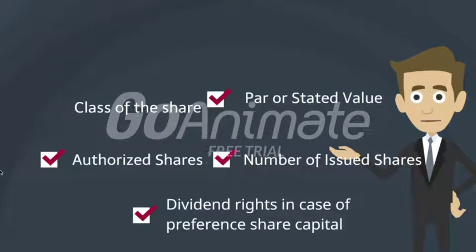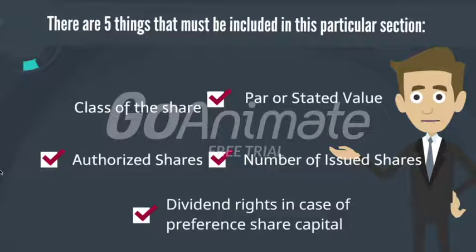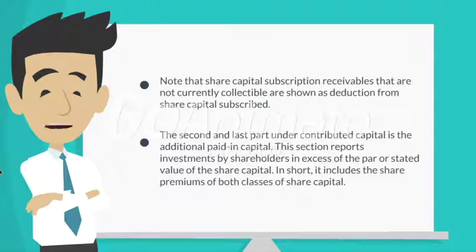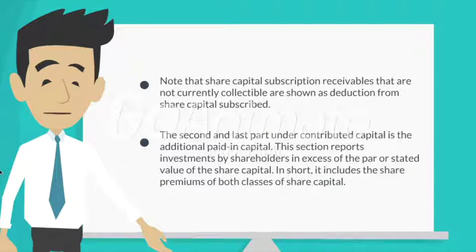value. There are five things that must be included in this particular section: class of the share, par or stated value, authorized shares, number of issued shares, and dividend rights in case of preference share capital. Note that share capital subscription receivables that are not currently collectible are shown as a deduction from share capital subscribed.